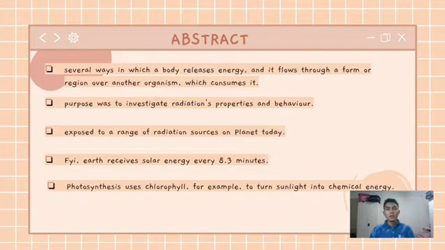We are continually exposed to a range of radiation sources on planet Earth. For your information, Earth receives solar energy every 8.3 minutes. Photosynthesis uses chlorophyll, for example, to turn sunlight into chemical energy.